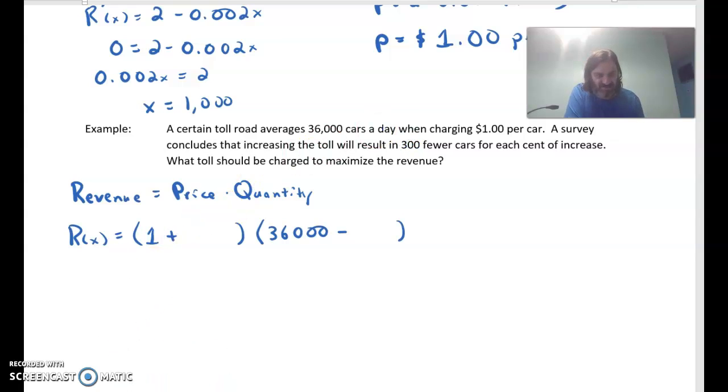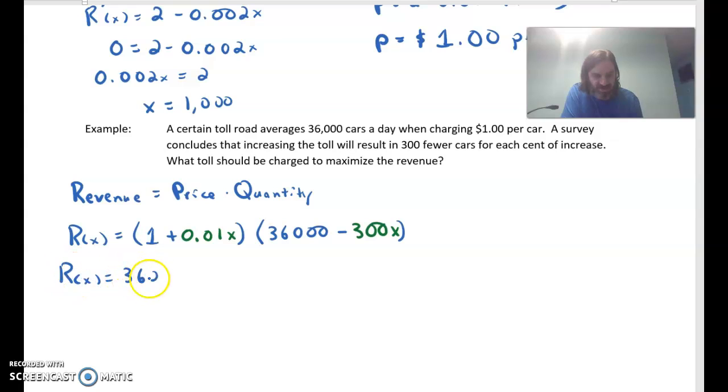So what can we do with that? We could come over here and we could say that means 1 plus 0.01x. That's adding a penny, x times. We're going to lose 300 cars x times. So 1 plus 0.01x, that's the price part, how it's fluctuating. And 36,000 minus 300x, that's how the quantity is adjusting. So we need to multiply that out.